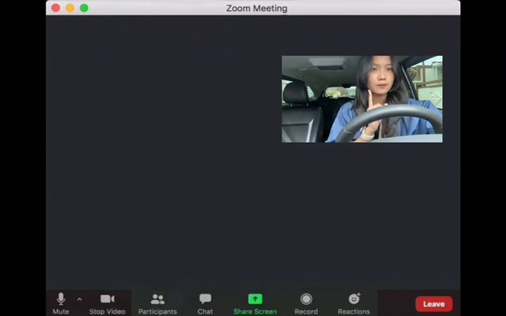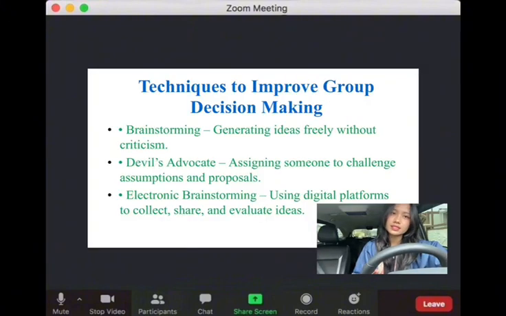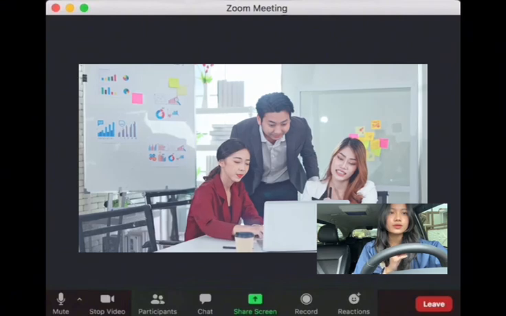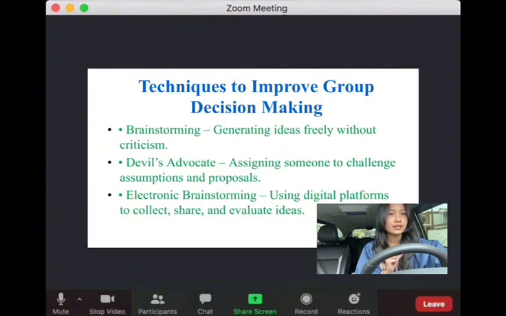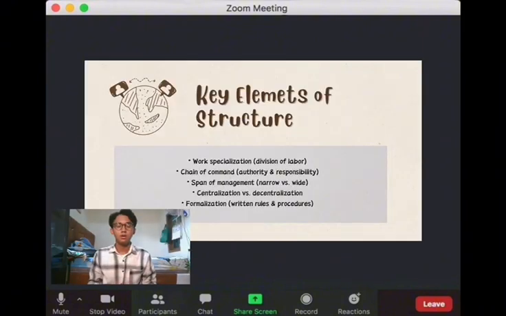Okay, next we're gonna talk about techniques for better group decisions. The first one is brainstorming, which encourages idea generation without immediate evaluations. The second one is the devil's advocate method, which is assigning one member to challenge assumptions, preventing groupthink. And the third one is electronic brainstorming, which is technologies like digital platforms or AI tools allowing anonymous input, reducing bias and dominance issues.